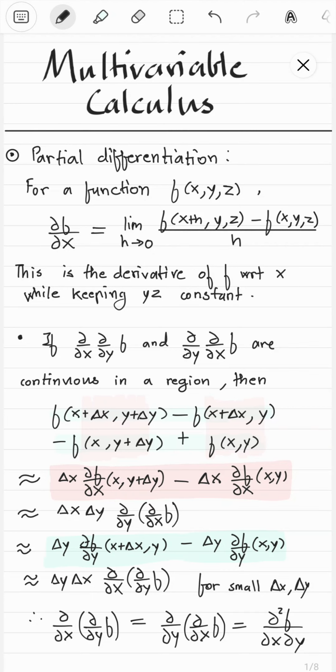Multivariable calculus. This contains gradient, divergence, and curl. So let's start from the basics. First of all, partial differentiation. So here's the definition of this thing.